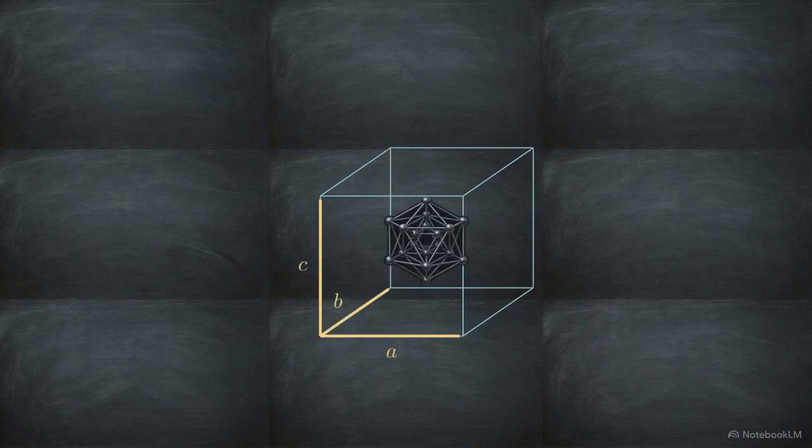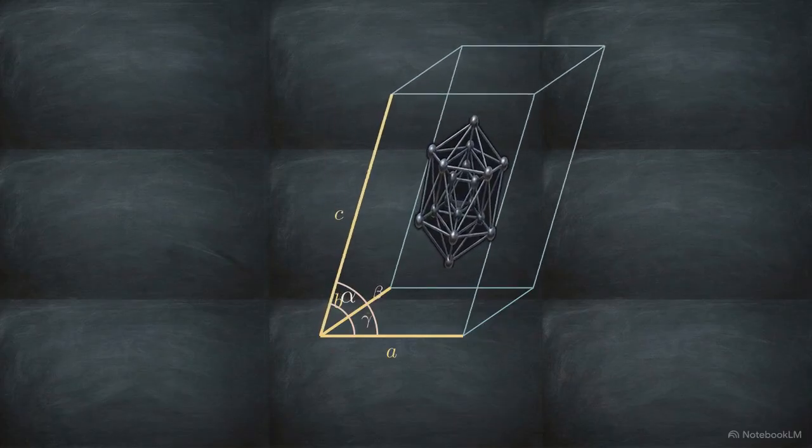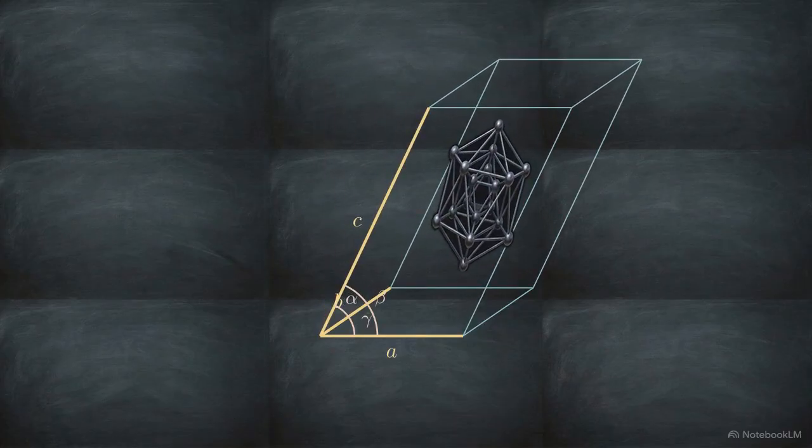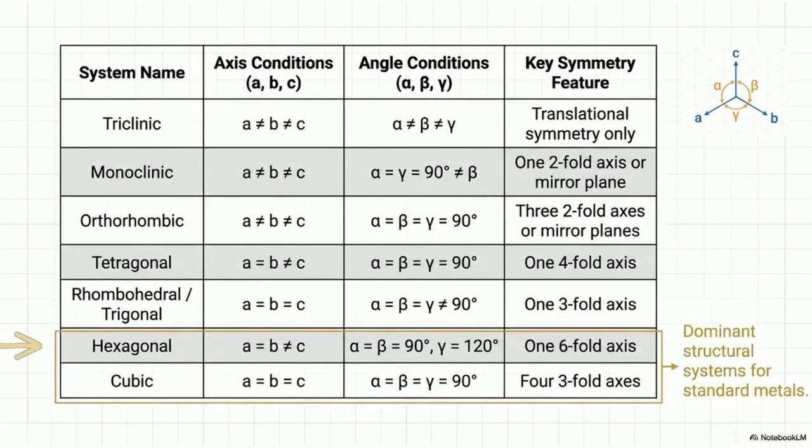The outer shape of that resulting crystal depends entirely on its boundary limits. By manipulating 3 axis conditions and 3 angle conditions, we generate distinct foundational geometries. This table breaks down the 7 fundamental crystal systems dictated by those conditions. If you look at the bottom 2 rows, you'll see the hexagonal and cubic systems. These 2 specific structural forms dominate the standard industrial metals we use every day.